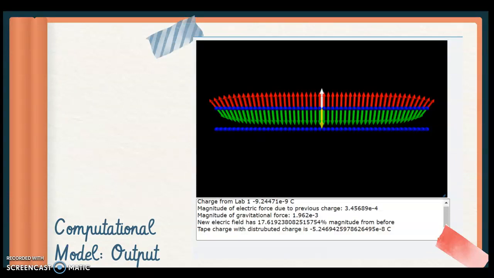Here we have our output. The red arrows represent the electric force due to the charges on the bottom tape. The white arrow represents the net force due to these small charges, while the green and yellow arrows represent the individual gravitational force and net gravitational force.